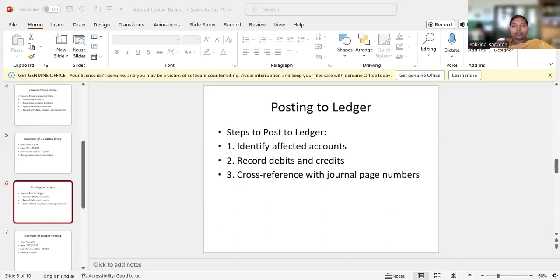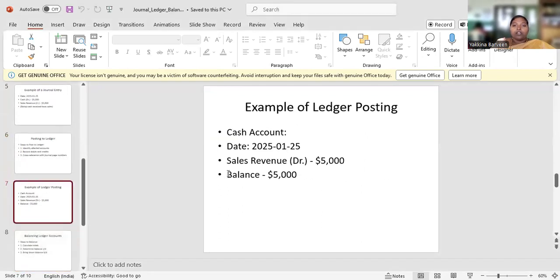Update each account with the correct information. Third, cross-reference the entry. Add journal page numbers for tracking. Then, an example of posting cash sales to the ledger: the cash account. They have given it already. We have already found the journal entry, and with that, we are going to post the ledger account. Next, these are examples of posting to the ledger.